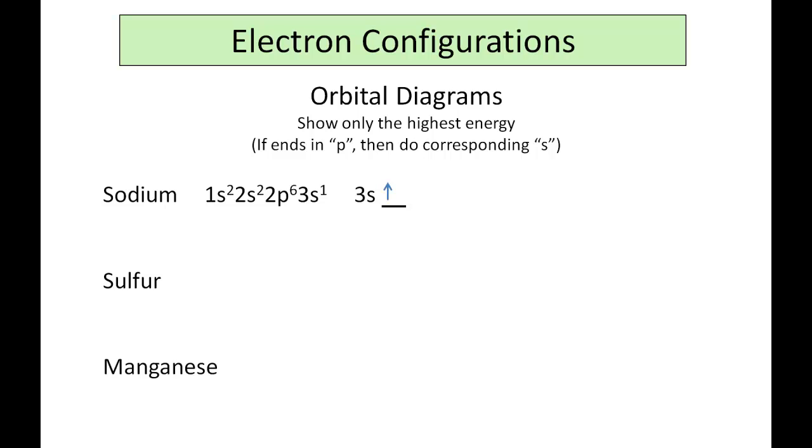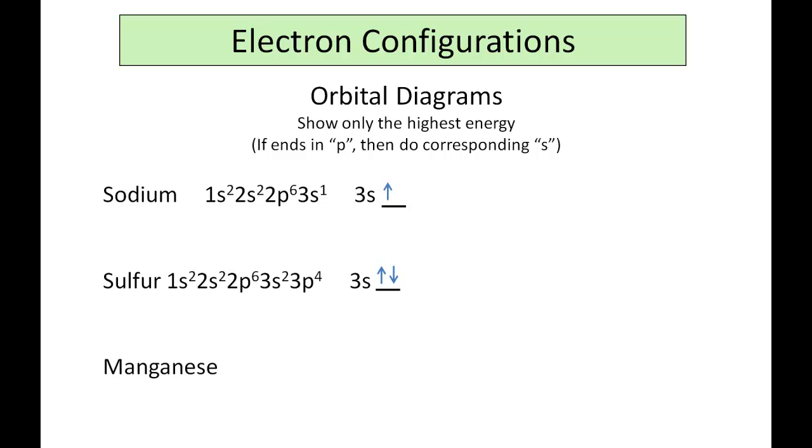Let's try sulfur. Here is its electron configuration. Notice if you add up all the electrons, it equals 16, which is sulfur's atomic number. So the last level of energy in sulfur is the 3p4. But as I said above, if it ends in P, you also do the corresponding S. So I'm also going to do the 3s2. So I write out 3s with 2 electrons in it, one spinning up, one spinning down. Don't forget Pauli exclusion principle.